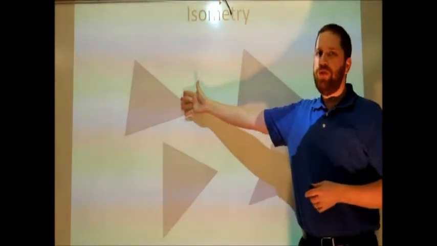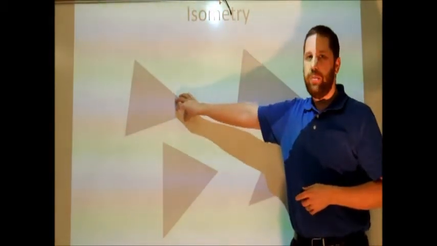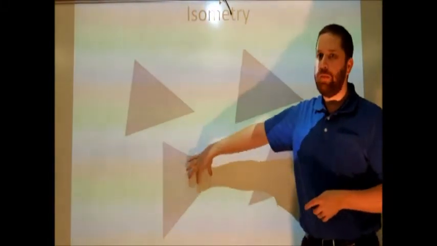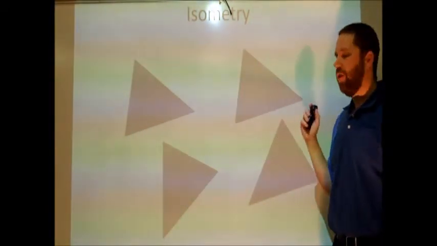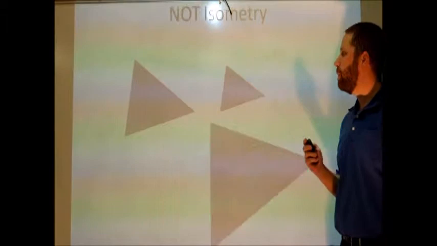Let's take a look at what that means. If I have an object here, it's my pre-image. This is the exact same image. This is the same thing except turned. This is the same thing except reflected. So that's all isometry because they're all the same size. They're all called congruent figures.